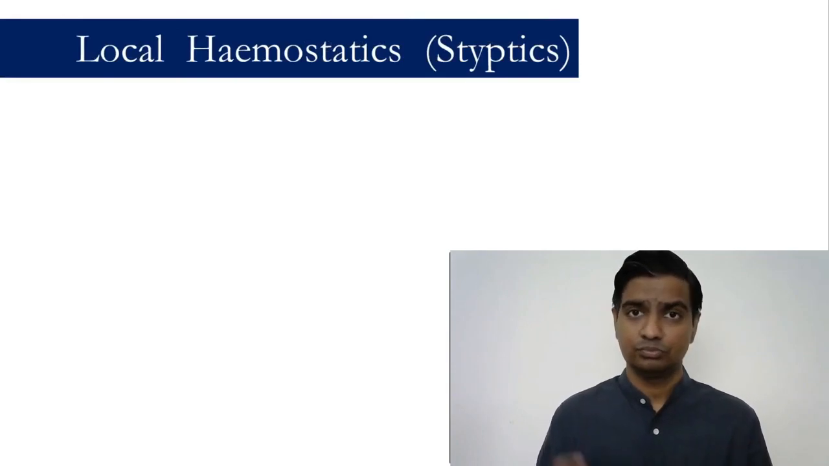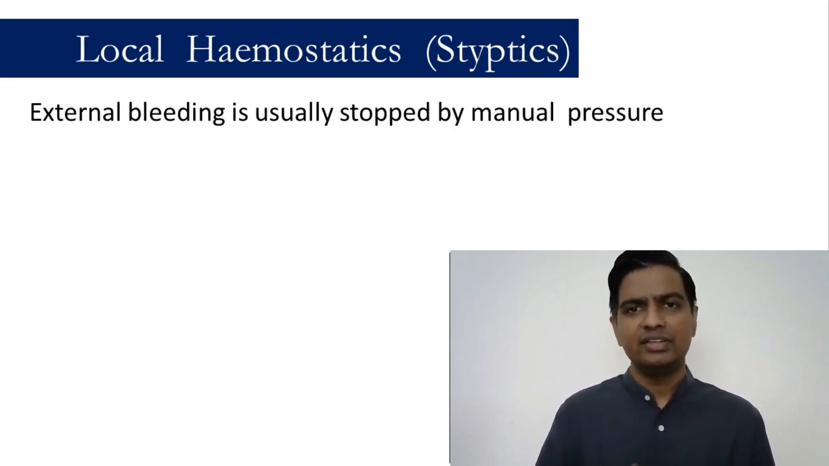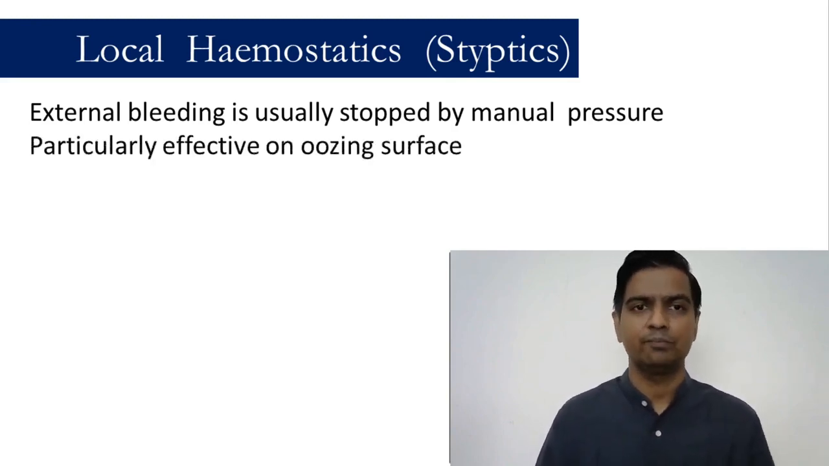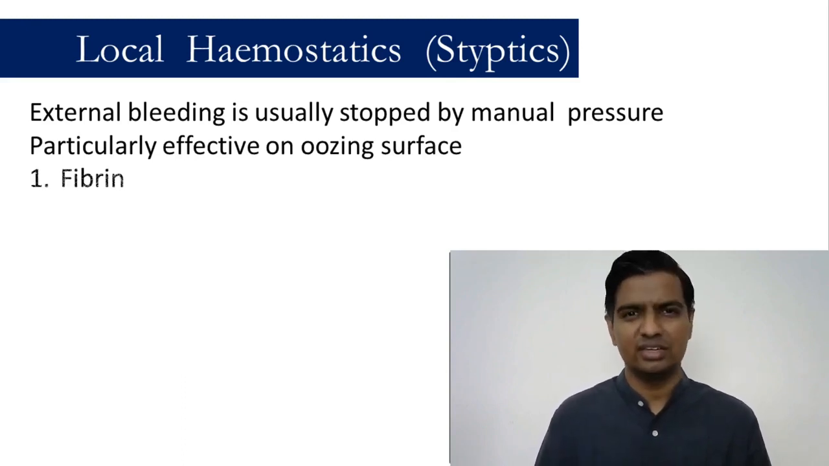Simple. The miscellaneous drugs that I have already spoken about, they work more locally. Okay, they are called local hemostatics or styptics. If a person is bleeding, you don't wait for the medicines. You put a gauze piece, or even if you're in the field, a kerchief, any kind of cloth on the wound, and you press. That manual pressure itself stops bleeding most of the time. But these medicines, local hemostatics, work better on oozing surfaces.